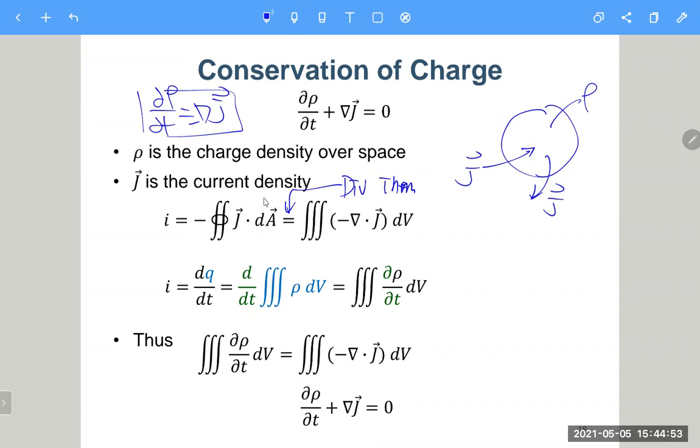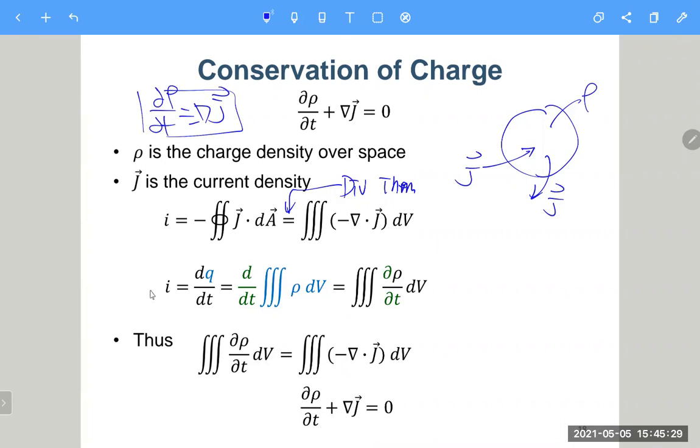So this surface integral is actually the same as the triple integral, but with the divergence of this vector field. And of course, we have a minus sign here, so we just put this one inside. So actually, the current is nothing but this triple integral of minus the divergence of the current density. So this is I, this is J, like that.